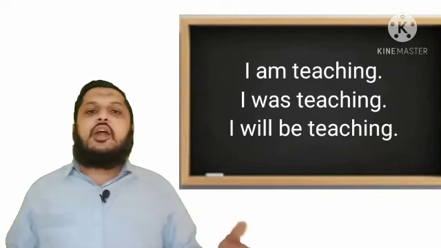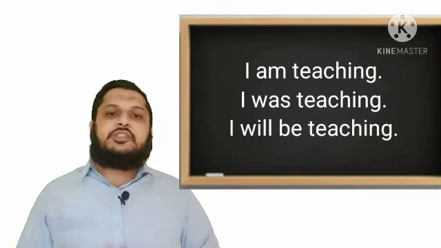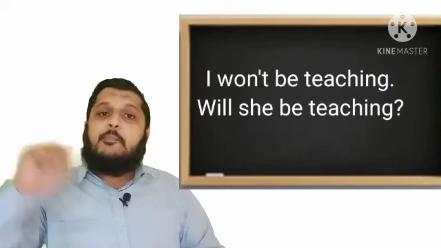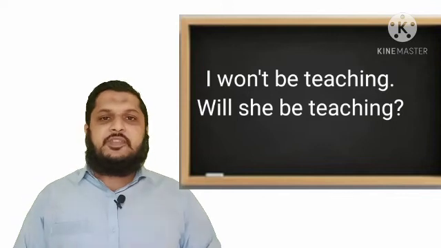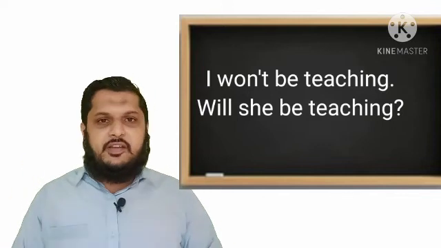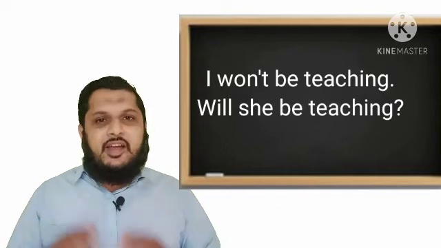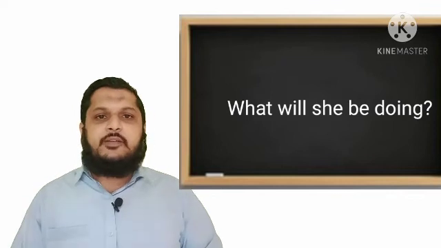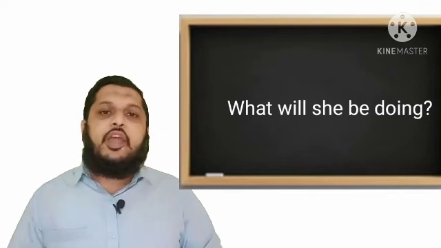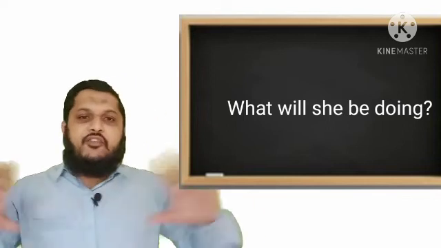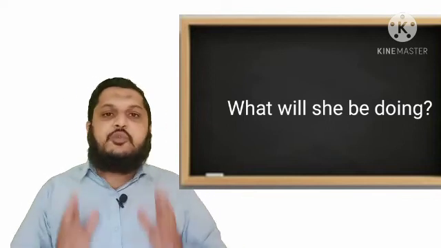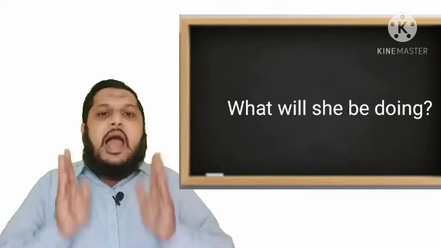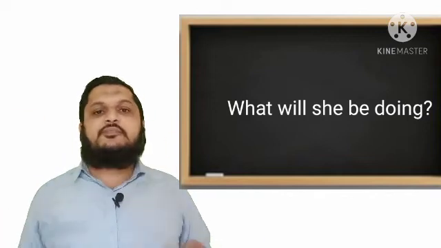So again, we have to learn the negative and yes or no questions and WH question as well. I will not be teaching. I won't be teaching. Will you be teaching? Will she be reading? Yes or no question. What will she be doing? Where will she be going? So these are the forms of verbs that we have to use in future continuous. We use future continuous to talk about an action that is happening at a particular time in the future.